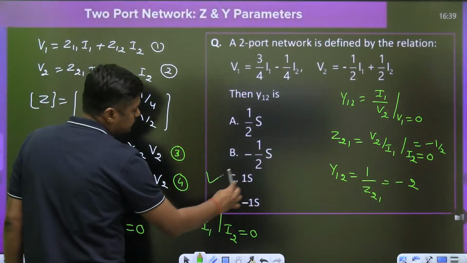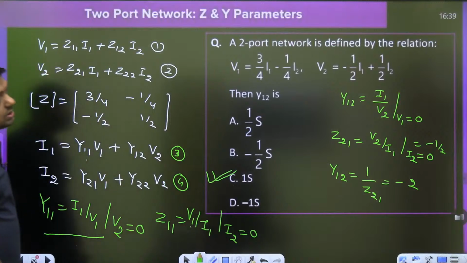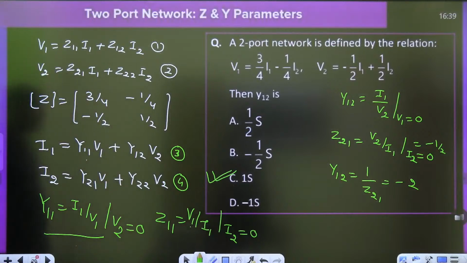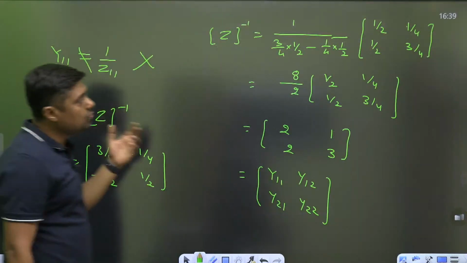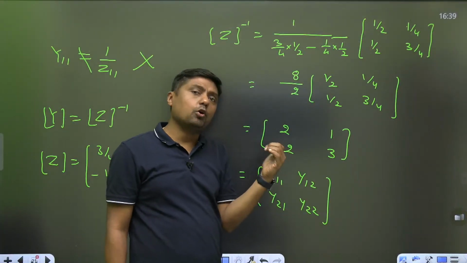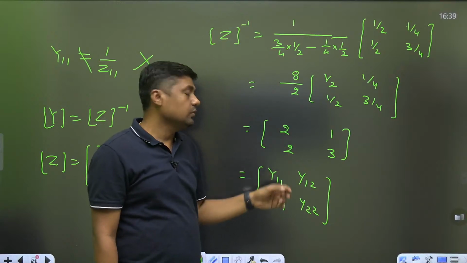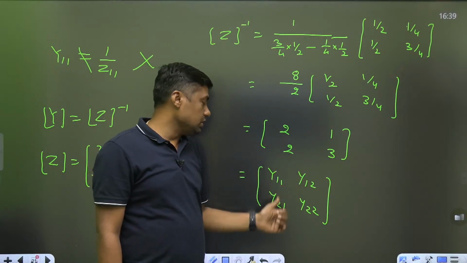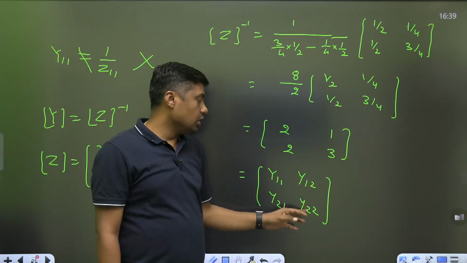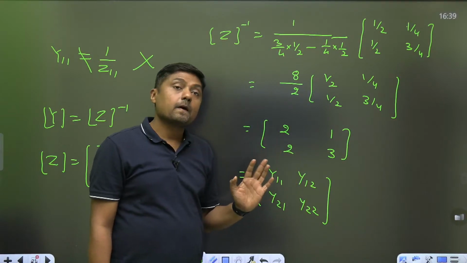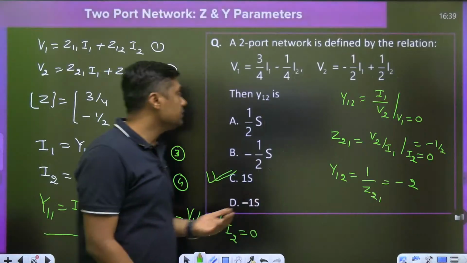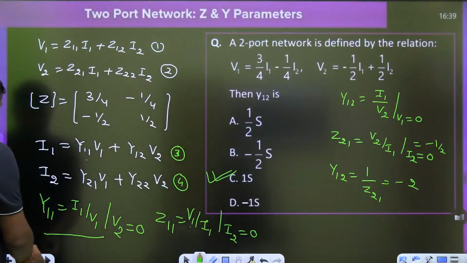So what I have shown here is that you can't directly find 1/z11, 1/z12, 1/z21; you have to find the inverse of the matrix, and then you can find all the parameters: y11 is 2 Siemens, y12 is 1 Siemens, y21 is 2 Siemens, y22 is 3 Siemens. Or is there any other method? Yes, you can directly find.